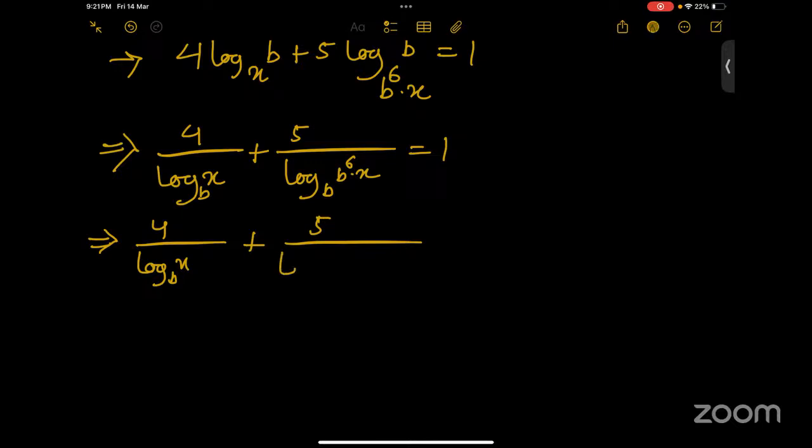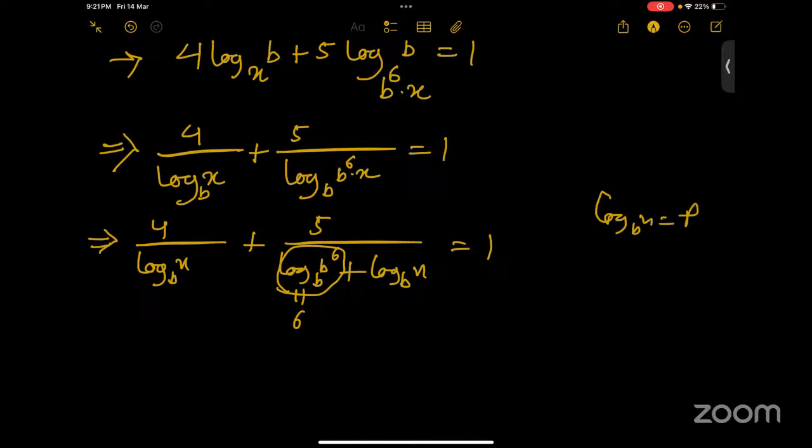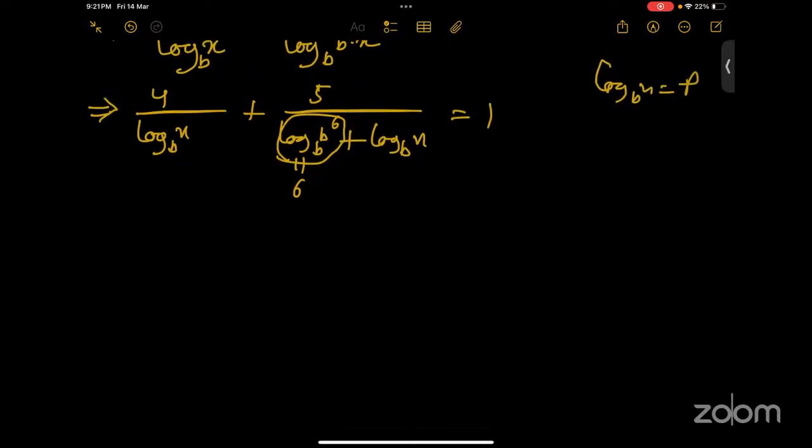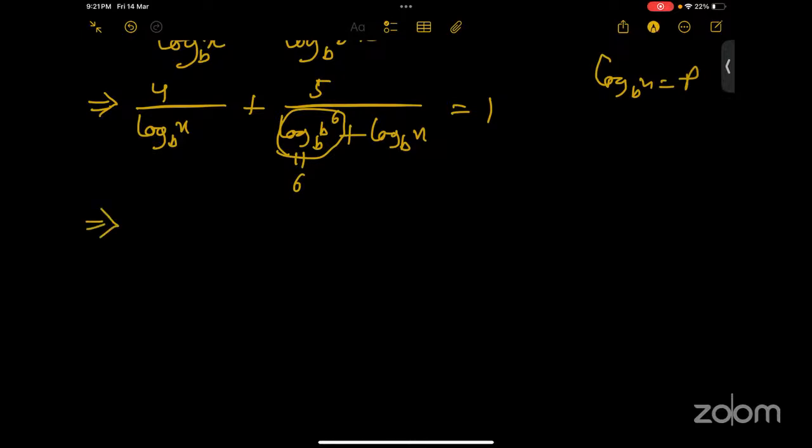Right. So we will basically get b6 plus log bx equals 1 times 1. Then this will become 6. And log bx we can take as p, just to get a simplified version. So 4 over 3 plus 5 over 6 plus p.